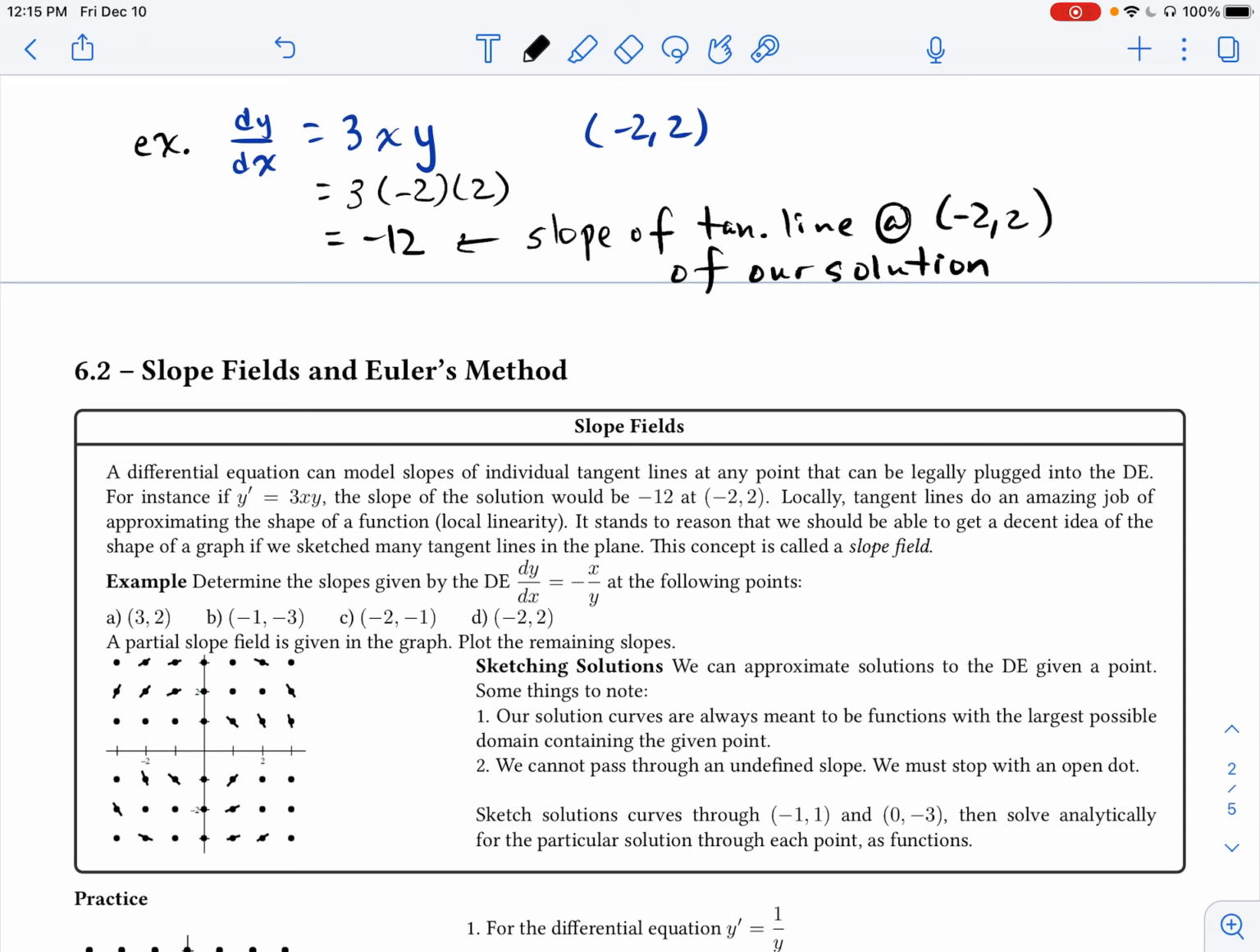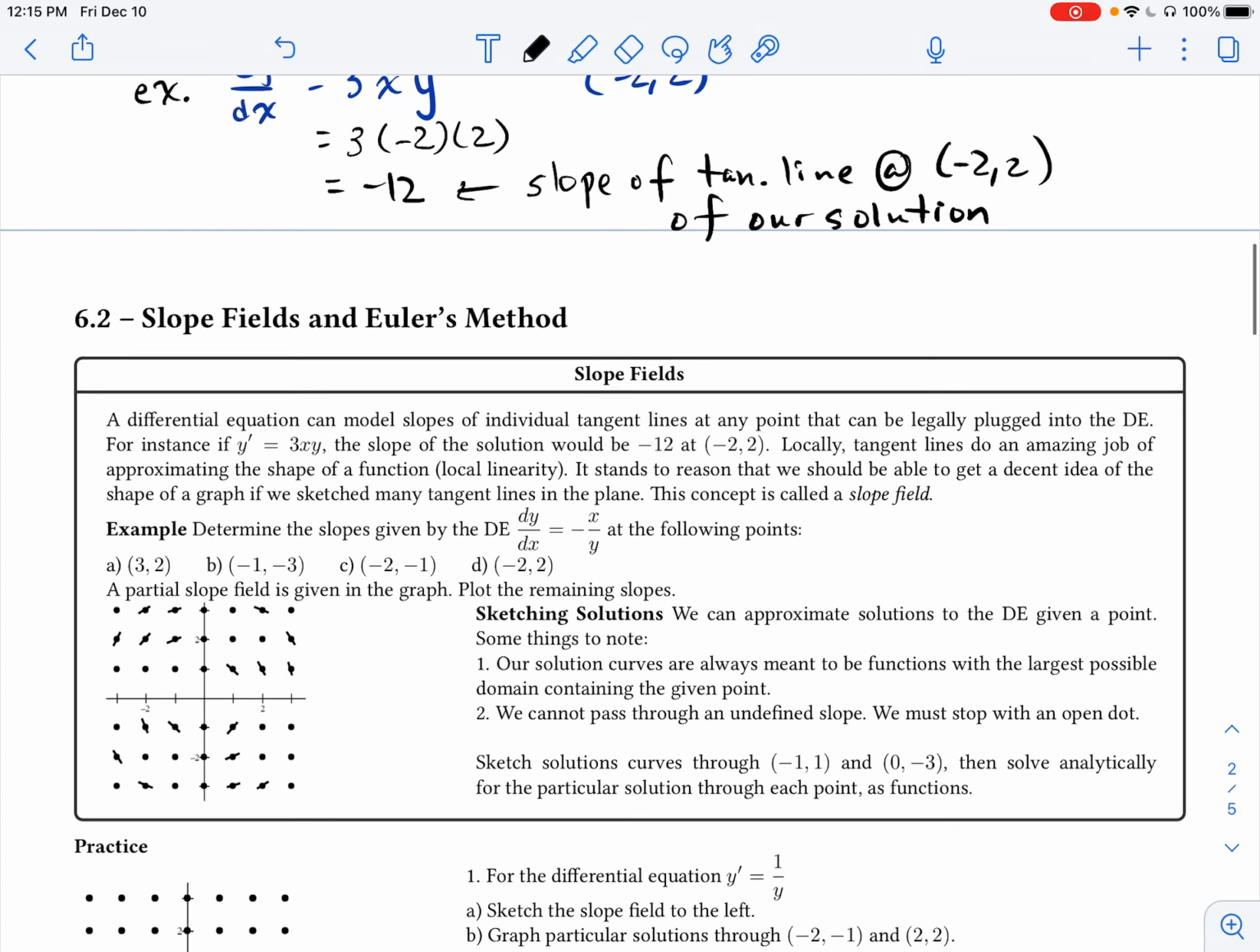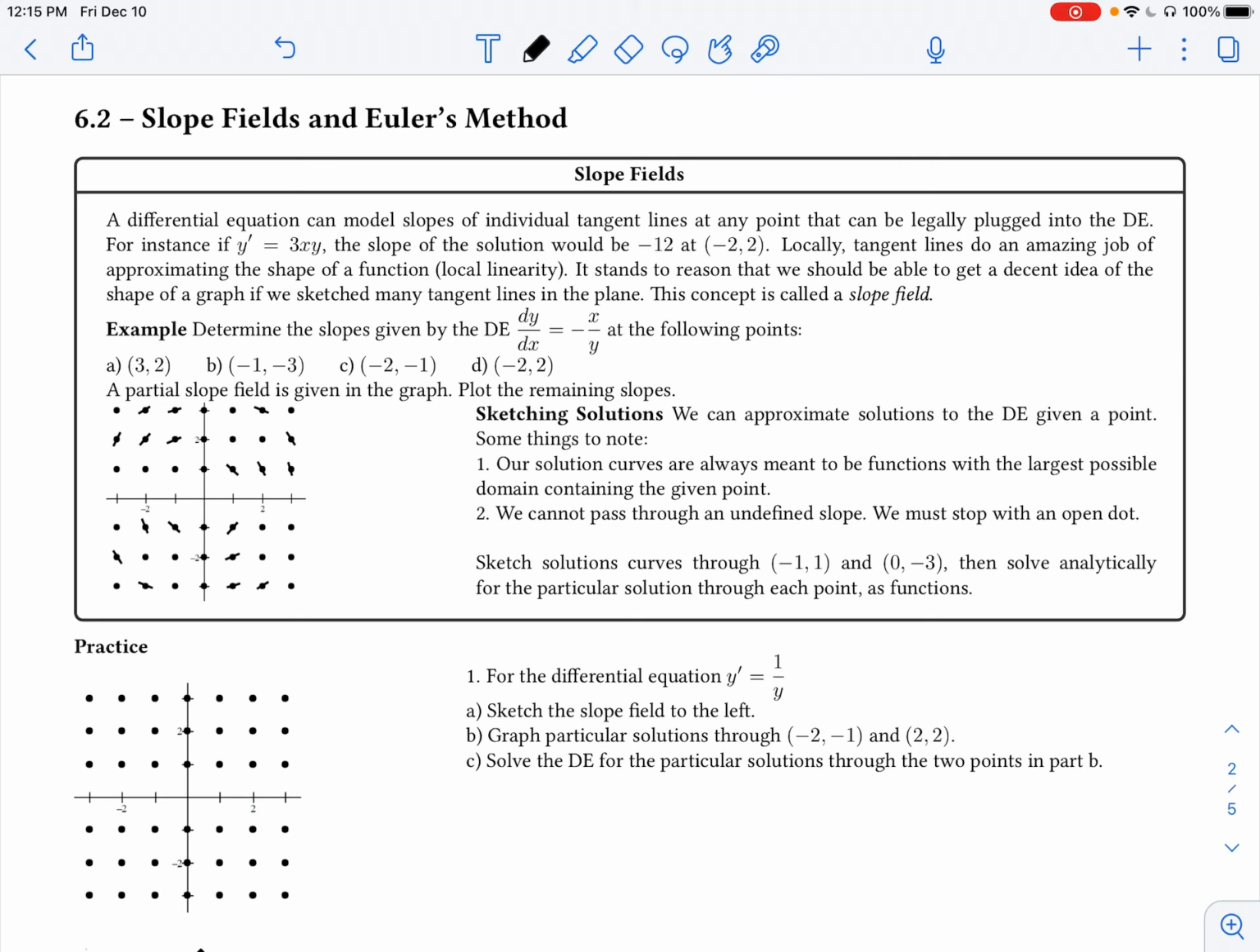So the graph here, we can find the slope of the tangent line of the graph at the point (-2, 2) using our differential equation. So what this means for us is that a differential equation can give us the slope of the tangent line at any given point of our particular function. So now that we have that in mind, let's actually look at how to graph a slope field.